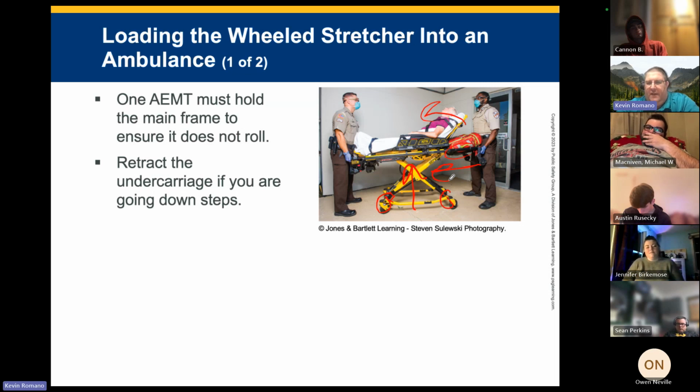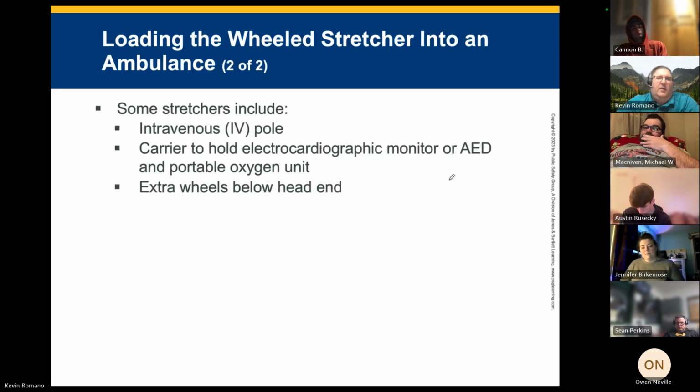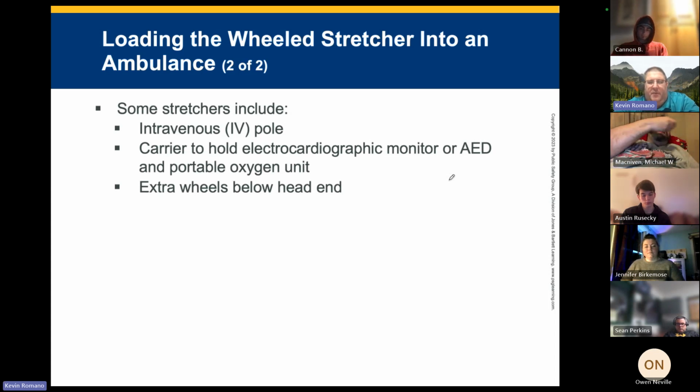All right. There's different things you can utilize with these. Some stretchers include IV poles. I've always been big on having 2 IV poles on a stretcher, especially for interfacility transport, if you're carrying multiple pumps, but not a lot of services do that. But IV poles are there. Please make sure that you actually tighten the IV poles up because they do slide down. So just be careful of those. There's a carrier in the back that actually holds your cardiac monitor, AED, or portable oxygen units. And there are also some extra wheels below the head end as well that help support it when it's on the ground.